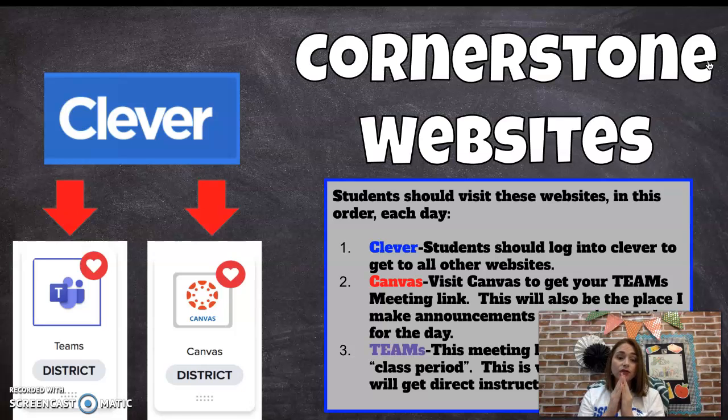From there, they're going to log into 2 different places. They're going to want to go to Canvas first, and Canvas is where we are housing all of our assignments and activities and ways that the students will be graded. And from there, they will get their link to go into the Teams meeting. The Teams meeting is where the direct instruction happens from me. So what you have to sort of think about is these 2 websites, Teams and Canvas, really are our digital classroom. So both of these things will be open and used every single day.